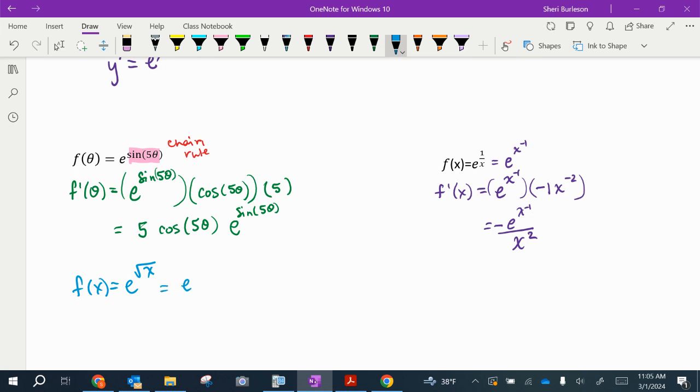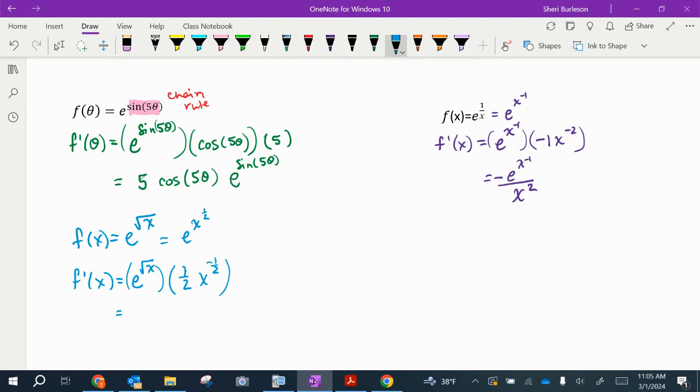So I'm going to rewrite this as e to the x to the 1/2. So f prime of x is going to be e to the root x, and then chain rule. I bring the 1/2 out front and subtract 1 from the exponent, which means what I have here is e to the square root of x times 1 over 2 root x. So what that gets me is e to the root x over 2 root x.